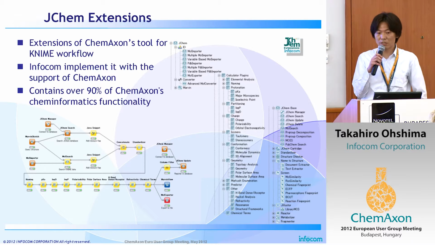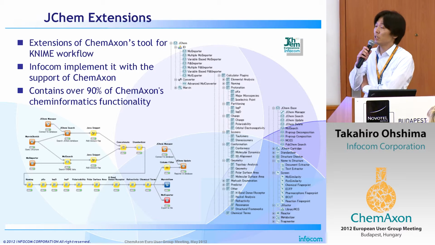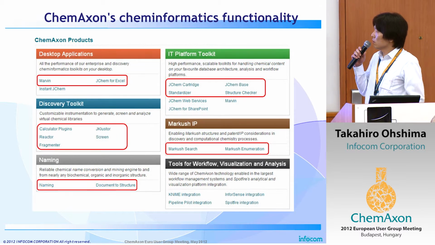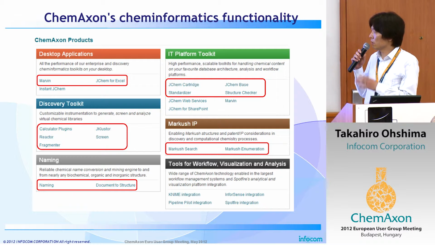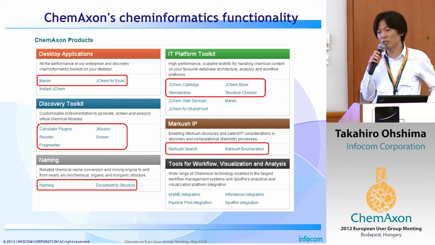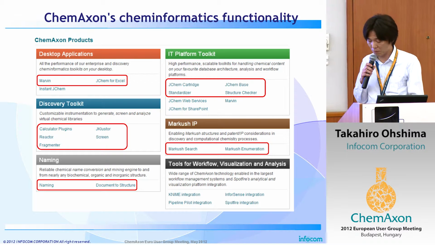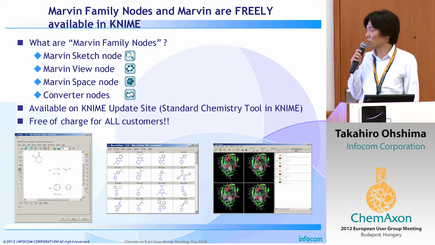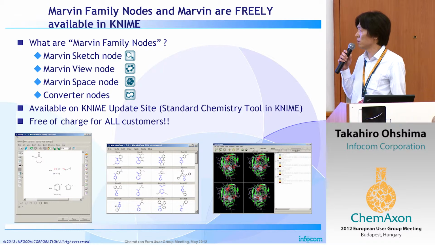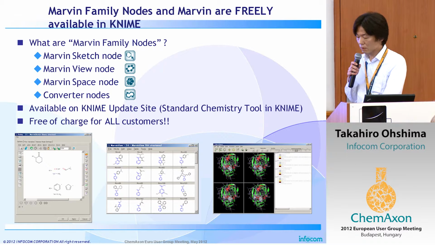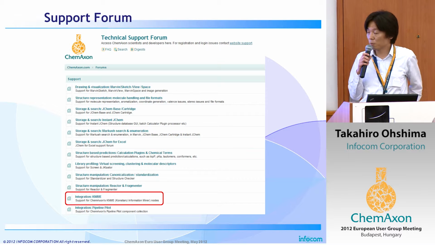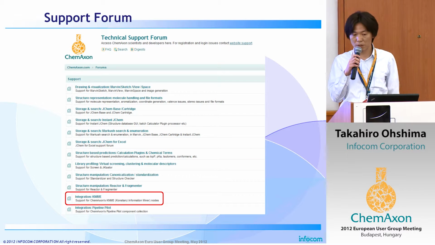Okay, thank you. I will talk about JChem extensions. JChem extension is an extension of KNIME for ChemAxon tools. We already cover 90% of ChemAxon's functionality. For instance, we already support Marvin and JChem for Excel and JChem Base and some calculator plugins as well. Unfortunately, I cannot support Instant JChem yet, but I will support Instant JChem in the future. A part of our extension, the Marvin family, is free. So every KNIME user can use Marvin Sketch and Marvin View and some converter tools in KNIME. Also, we have a support forum on the ChemAxon site in cooperation with ChemAxon.